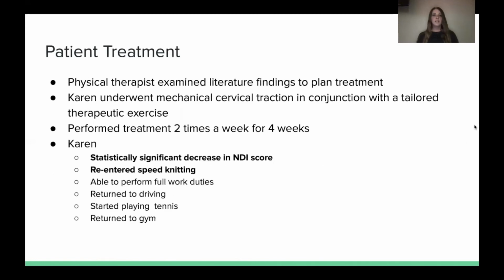So taking all of this into account, we created a specific plan for our patient Karen, and she underwent mechanical cervical traction in conjunction with a tailored therapeutic exercise program just for her. This was performed 2 times a week for 4 weeks, and we found that Karen was able to have a statistically significant decrease in her NDI score. She was able to go back to her speed knitting competitions, and she was able to return to a lot of those ADLs that she was doing before she ever experienced her symptoms.